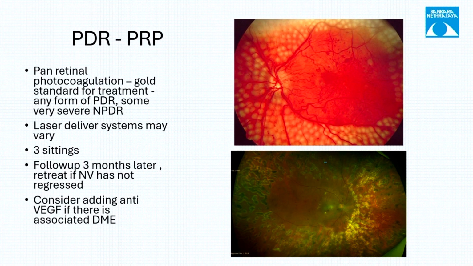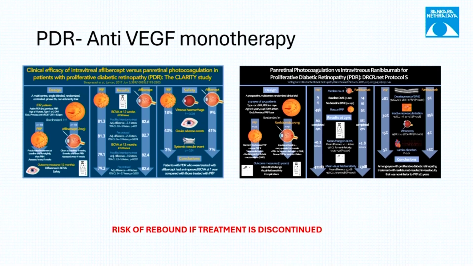Now, as far as proliferative changes are concerned, PRP is the gold standard of treatment, whatever anyone tells you. Definitely in India, where people cannot come every month for follow-up. You can add anti-VEGFs if there is associated macular edema. There are various studies which tell you, yes, PRP works as well. Anti-VEGFs work as well. But remember, that's an injection every month or every 2 months, which the patient has to come and spend much more than they would on a single PRP.